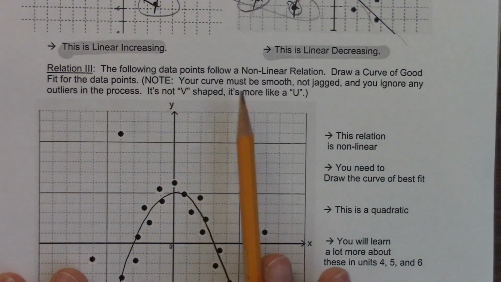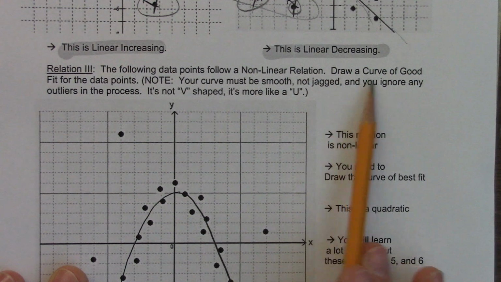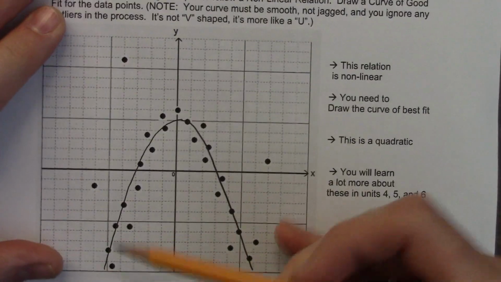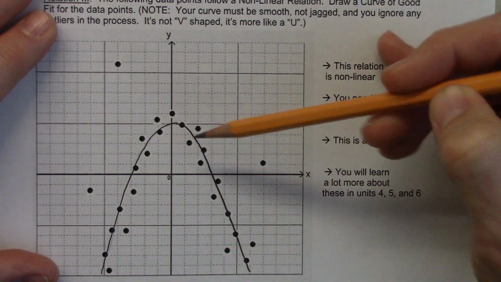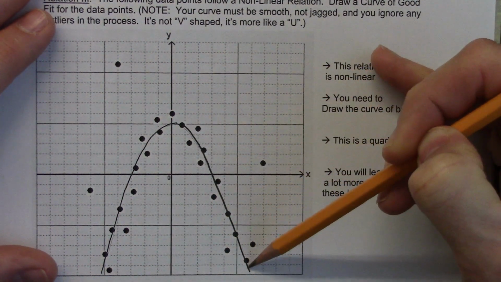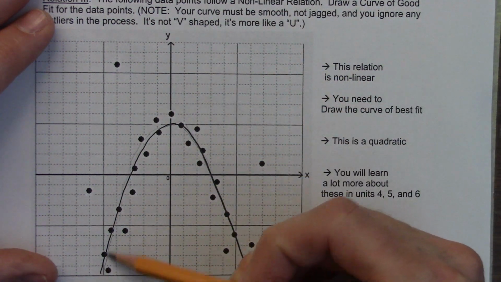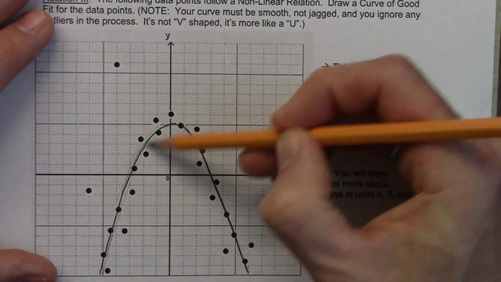The following data points follow a nonlinear relation. So you're going to draw a curve of good fit for the data points. So that's this curve here. You are going to try and recreate this curve as best you can. Now there's not an exact curve that is right. I'm not saying mine has to be exactly right and yours is wrong, but you're going to try and fit right in the middle of those points.